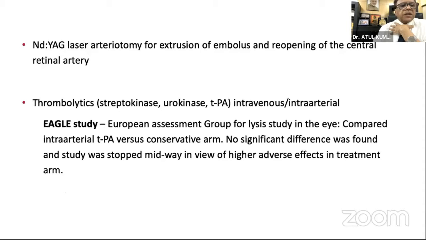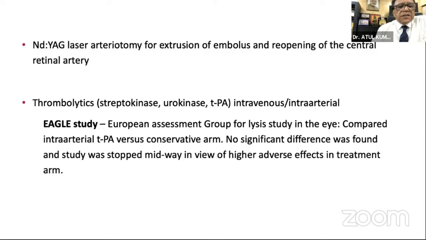There have been reports that you can do an Nd:YAG laser arteriotomy for extrusion of the embolus and reopening of the central retinal artery. But that is more theoretical. I don't think people have tried it much, and it may not work too well.